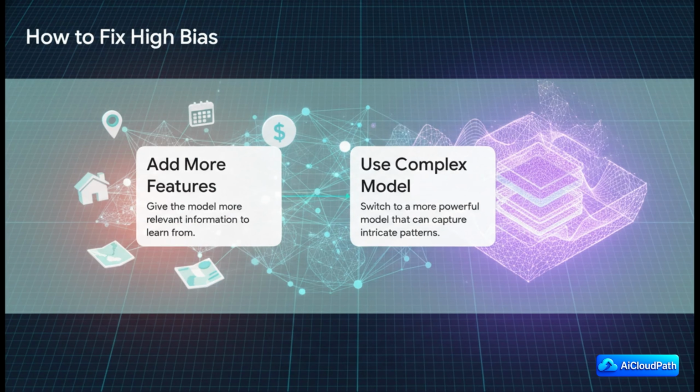So, how do you fix a model that's too simple? Well, pretty logically, you give it more to learn from. You can add more features, more types of relevant data, or you can just switch to a more powerful, more complex kind of model. One that's actually capable of understanding those subtle relationships.